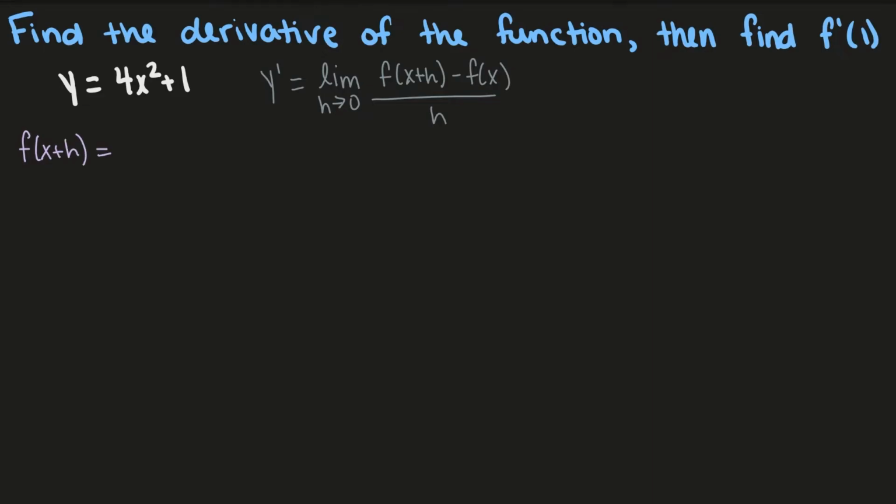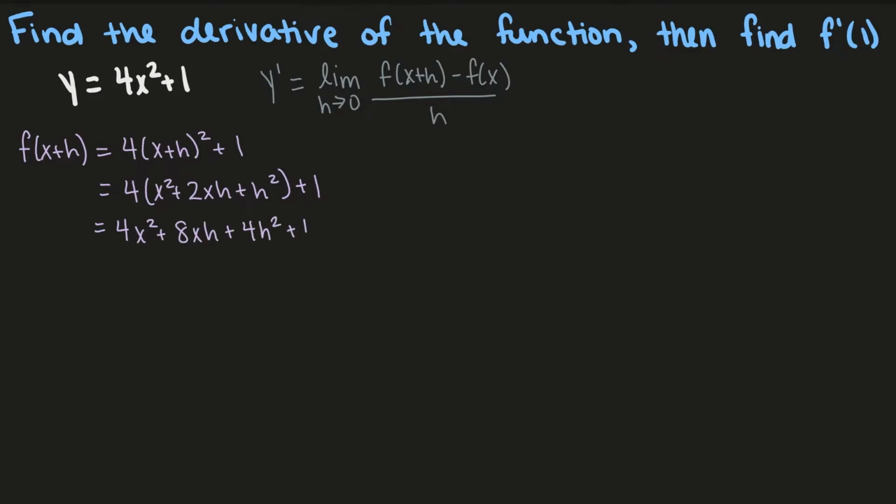Plugging in x plus h for our x, we'll get 4 times x plus h squared plus 1. We have a perfect square trinomial, so this is 4 times x squared plus 2xh plus h squared plus 1. So f of x plus h is going to be equal to 4x squared plus 8xh plus 4h squared plus 1. So now we can plug that into our definition of our limit.